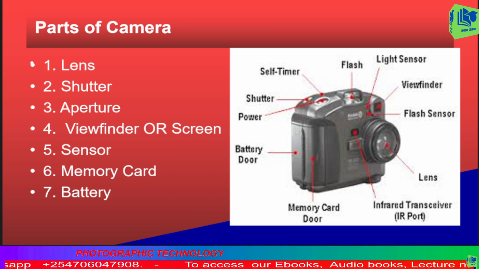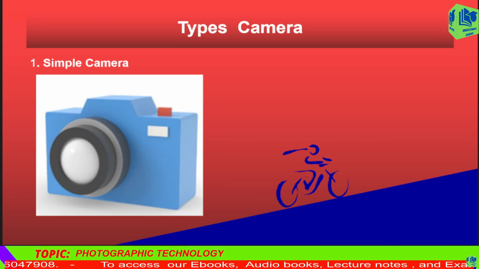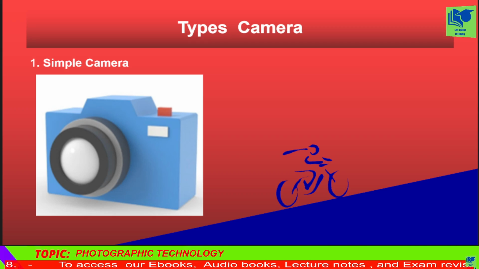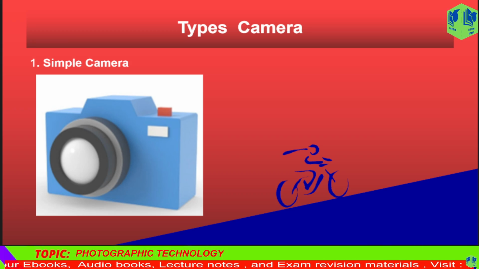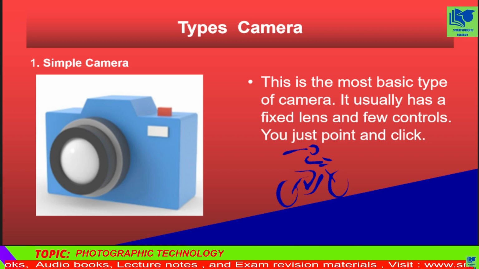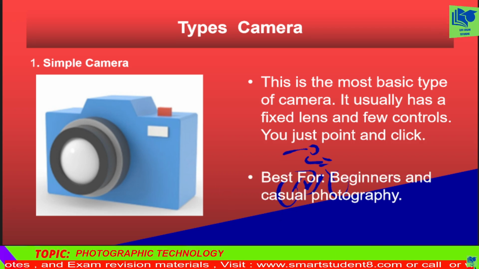Next, let's look at the types of cameras. Cameras come in different shapes and sizes, each serving specific purposes. Let's look at the most common types explained in simple terms. 1. The simple camera. This is the most basic type of camera. It usually has a fixed lens and few controls. You just point and click. Best for beginners and casual photography.